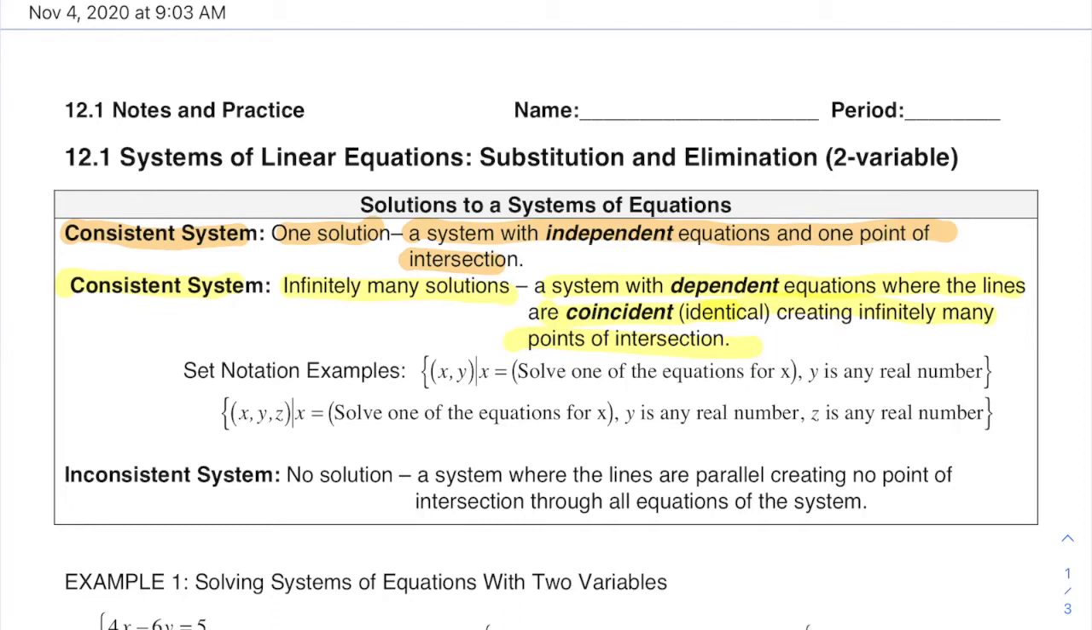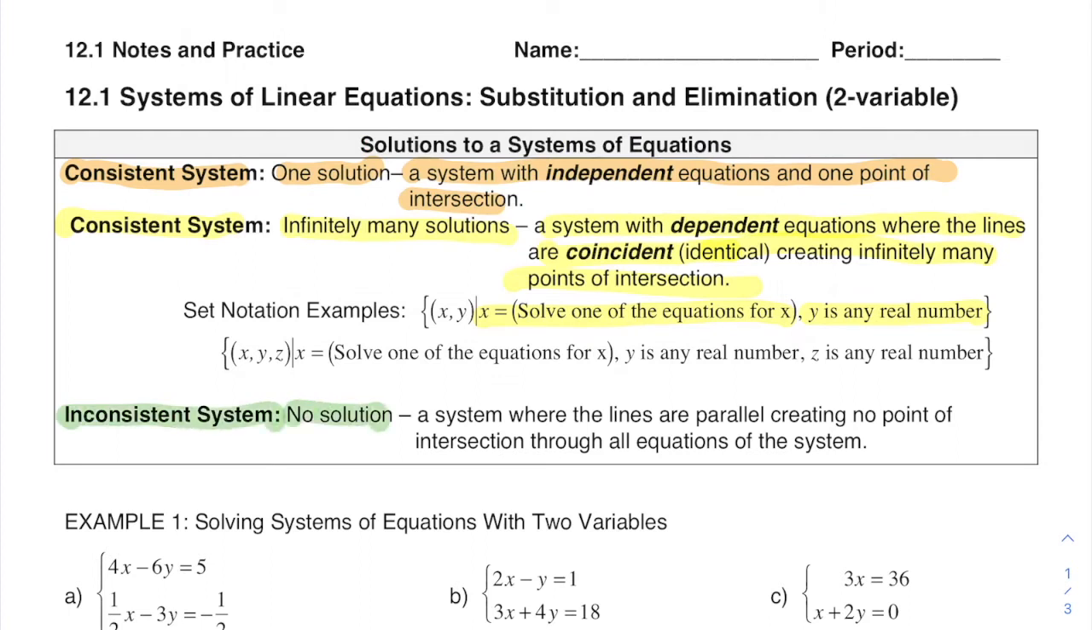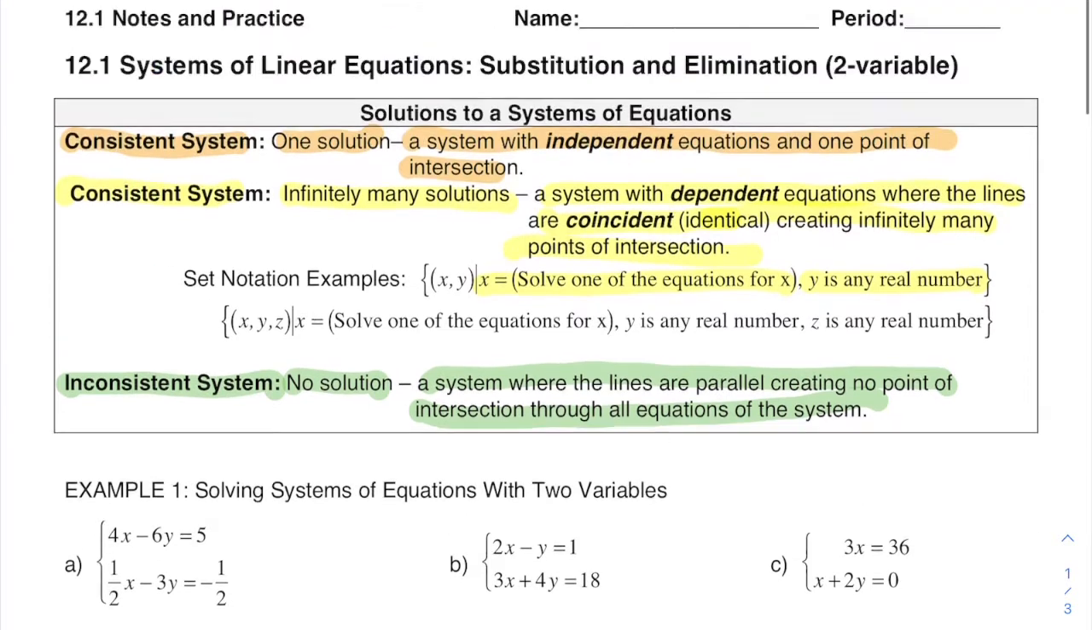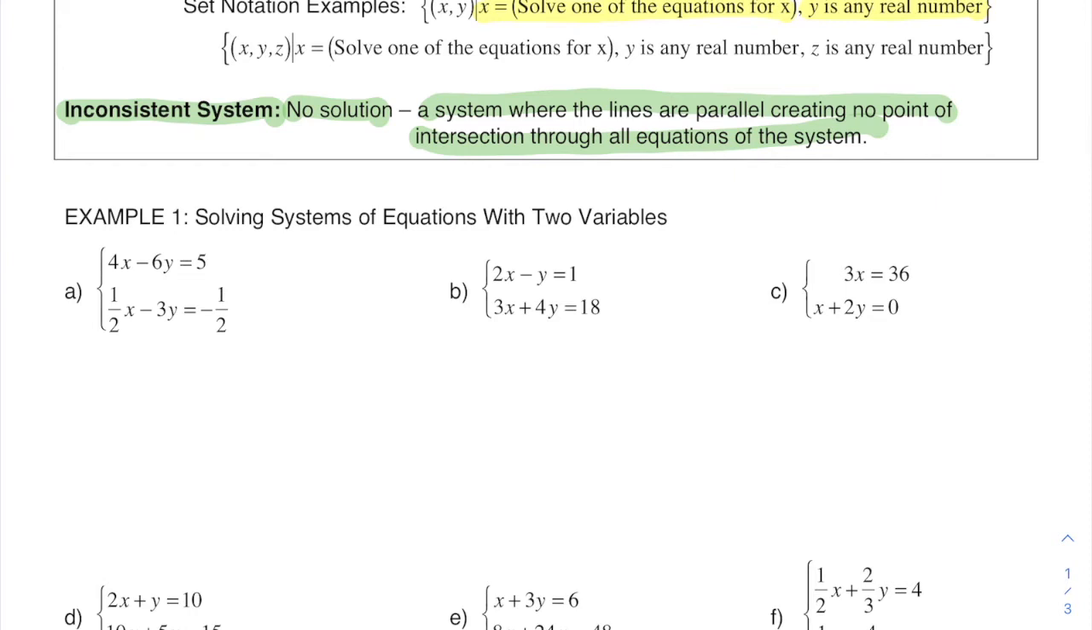What we're going to do differently, whereas before in advanced algebra or even freshman algebra you would just say infinitely many solutions, is this time we are going to solve for x and say y is any real number. I'll show you what that looks like, because that's how you get to write your answer in Math Excel. The third situation is when you have an inconsistent system, or no solution. It's a system where the lines are parallel, creating no point of intersection through all the equations of the system.